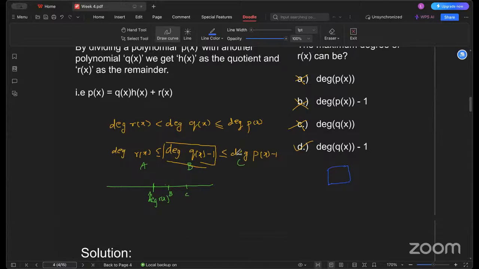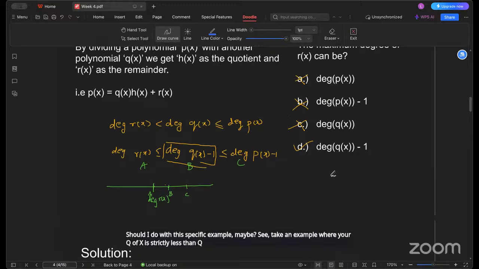I don't know whether I used the example correctly. The equation is P of x equals Q of x into quotient plus R. If you see the left hand side and right hand side, maybe if I do a specific example, will it be clear for you? Should I do it with a specific example? Yes, ma'am. Take an example where the degree of Q of x is strictly less than that of P of x.